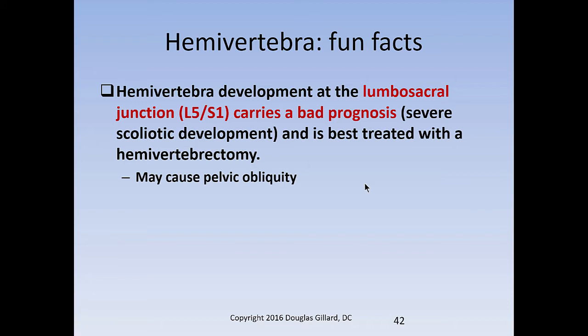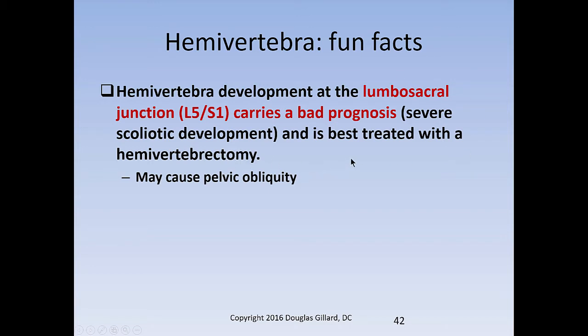Hemivertebrae developed at the lumbosacral junction is very bad, right? If you drive a wedge in at the bottom of a tree, the whole tree's going to fall, so you can get double, triple scoliosis that way. So bad prognosis. How do they treat this?